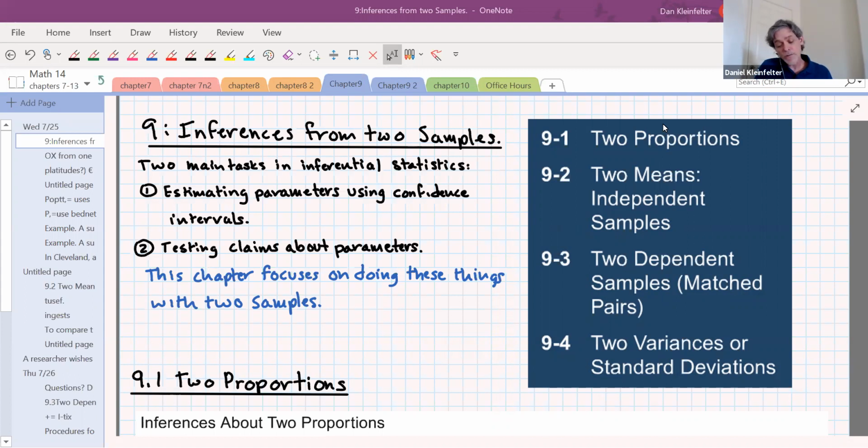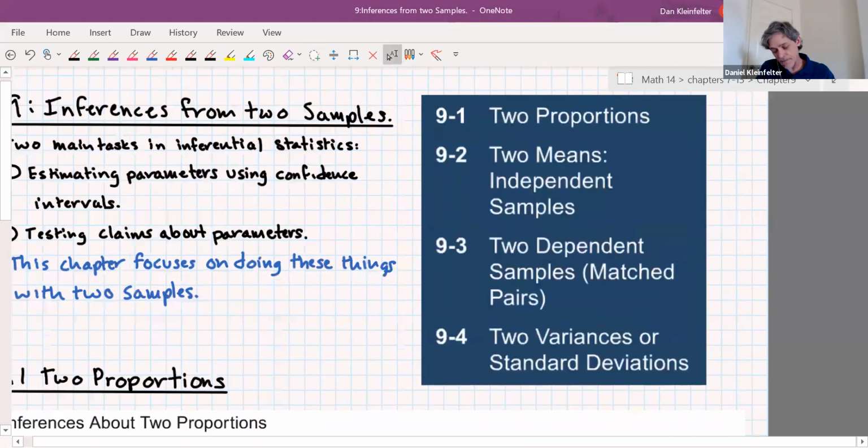Just as a reminder, there are basically two main tasks in inferential statistics: estimating parameters using confidence intervals, and then testing claims about parameters, basically hypothesis testing. This chapter focuses on doing these things using two samples. There are four sections in this chapter.